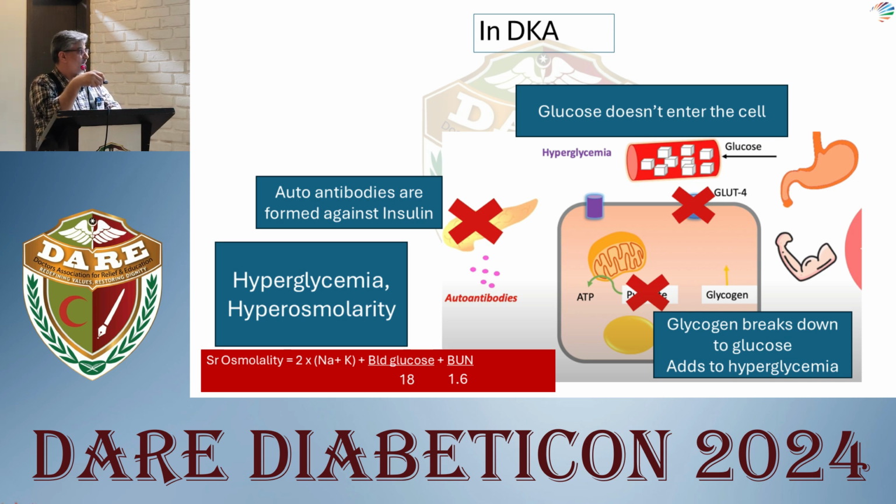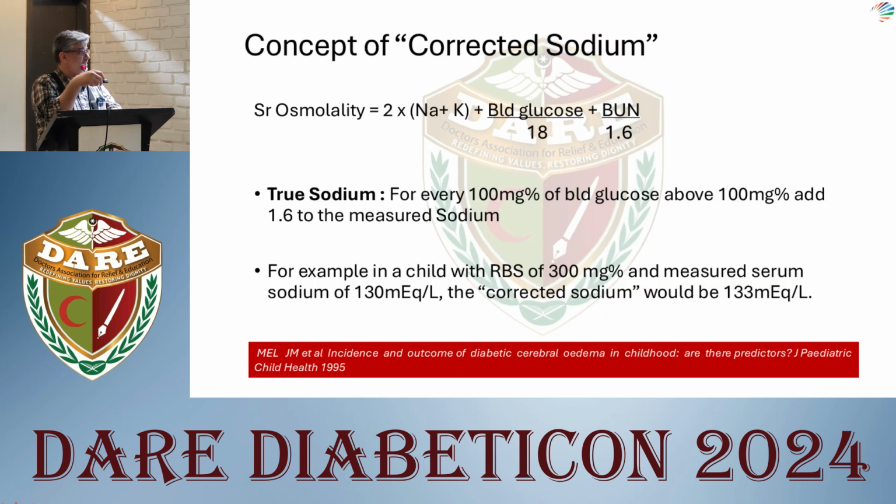And as we know, the osmolality is given by this formula: 2 multiplied by sodium plus potassium, plus blood glucose divided by 18, plus blood urea nitrogen divided by 1.6. If you look at this equation, once the blood glucose level is going up, the serum osmolality also will start rising. So the osmolality goes on increasing because of the high blood glucose level.